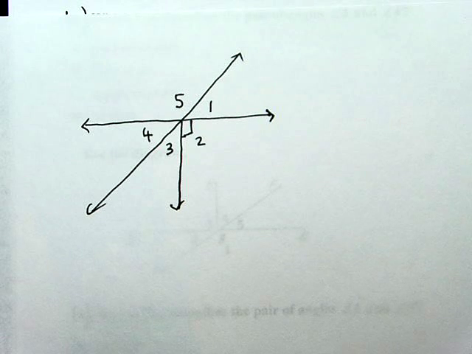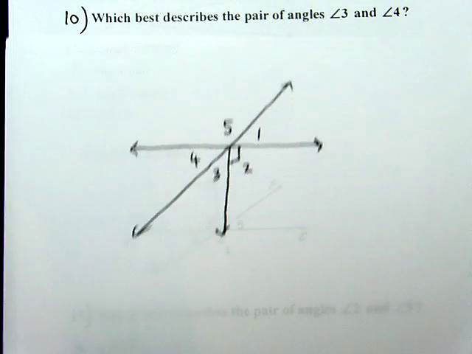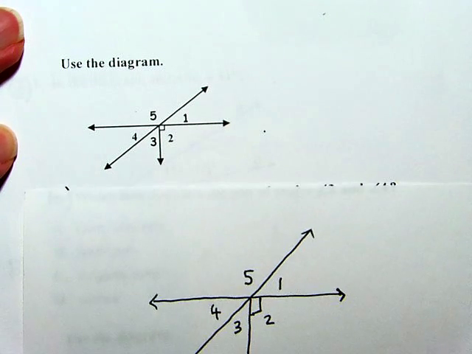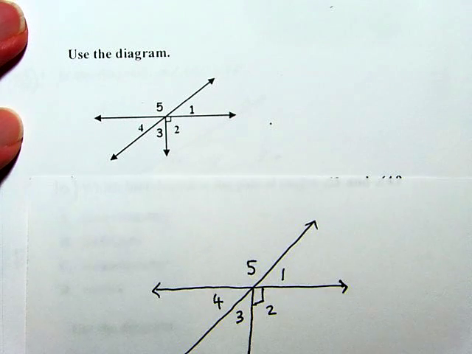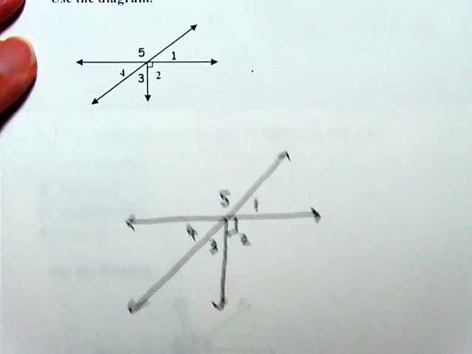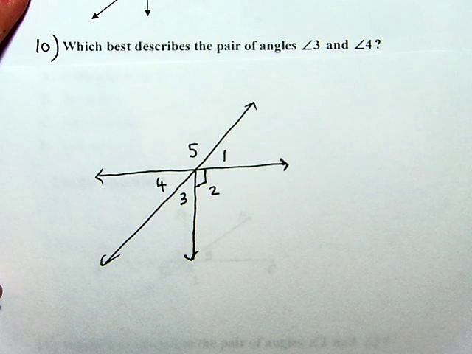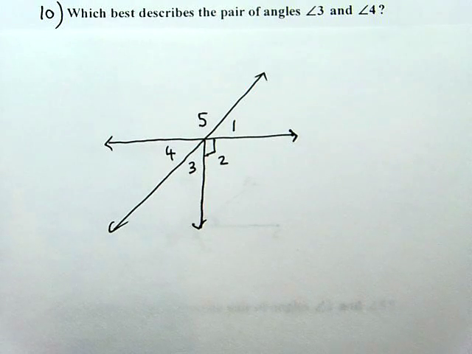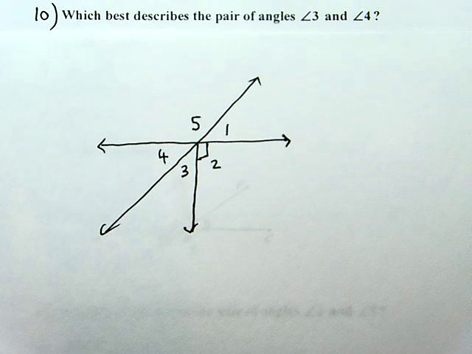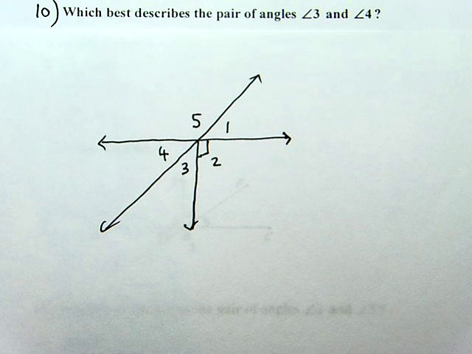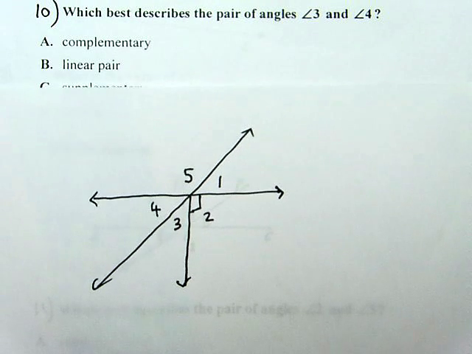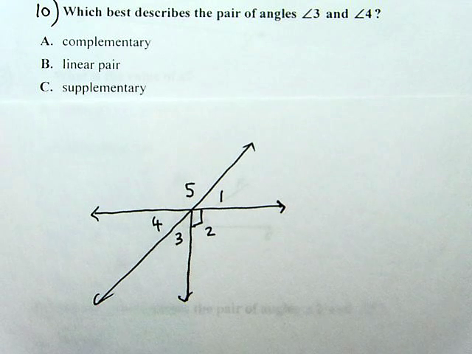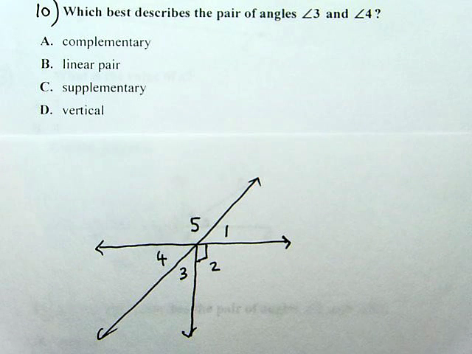So let's look at question 10, which offers us some very interesting vocabulary challenges. They say to use this diagram. I've simply reproduced it on a piece of paper so I can write on it. And their question is, which best describes the pair of angles, angle 3 and angle 4? They give us a choice here: complementary, linear pair, supplementary, or vertical.